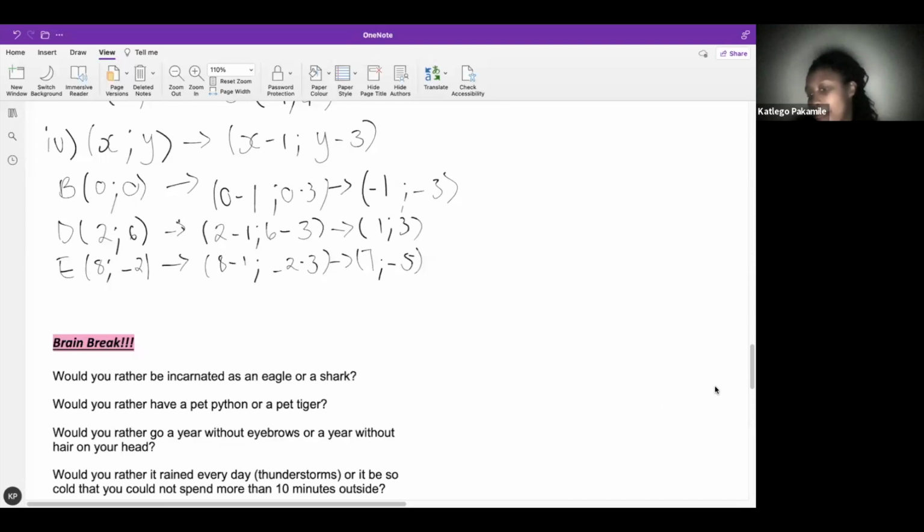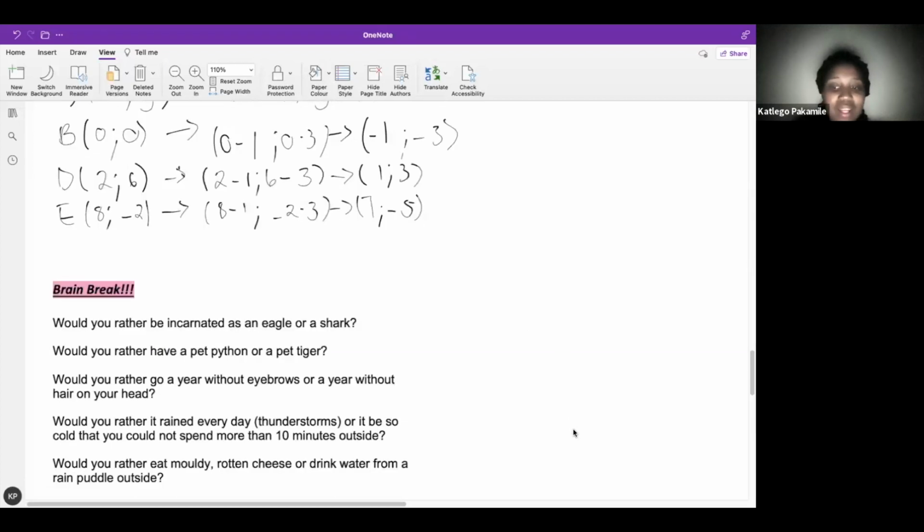Okay, let's hear Katleho. Are you ready? It's the last one, I think. Katleho. Hello. Okay, let's give Mbalentle a chance. Mbalentle. Hi, ma'am. Would you rather eat moldy, rotten cheese or drink water from a puddle outside? Like just from the side of the road, take a cup and drink the water. Yo, ma'am, I would rather eat rotten cheese.